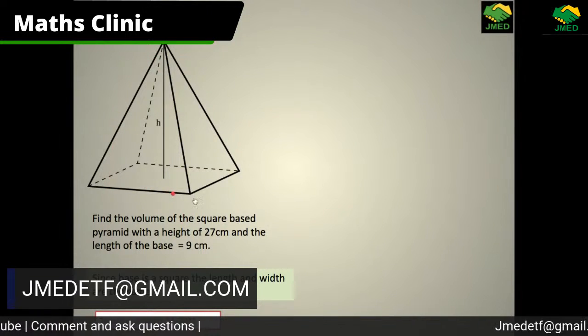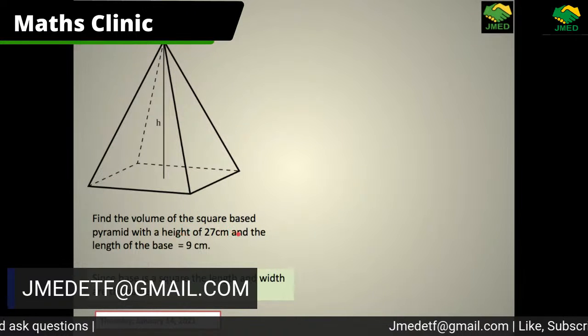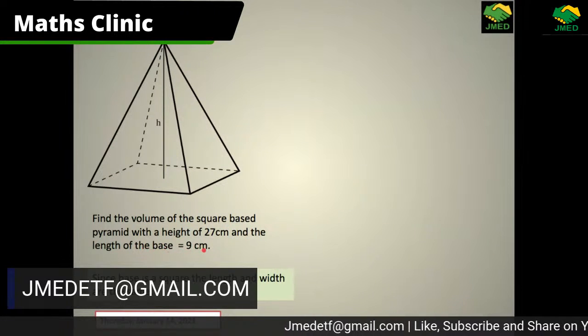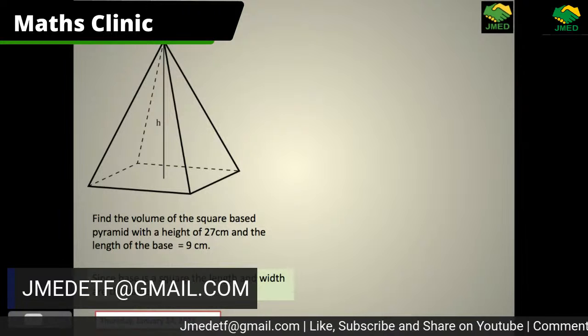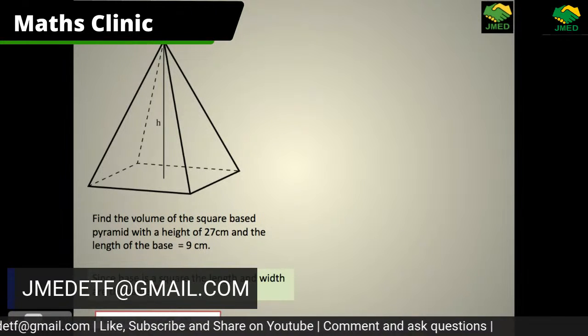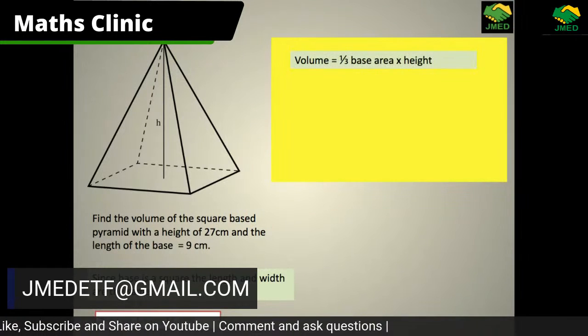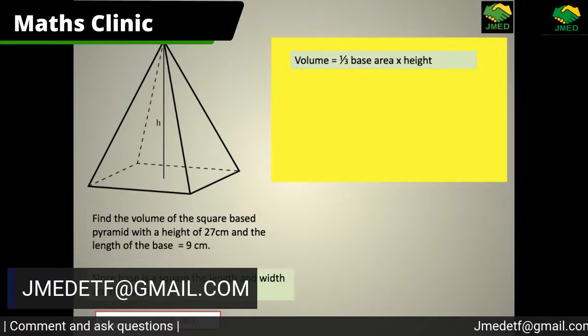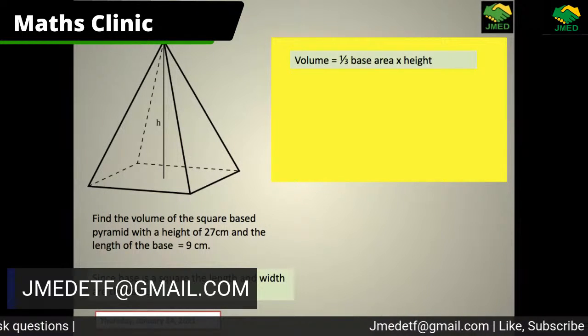So the volume of the square-based pyramid with a height of 27 cm and the length of base is 9 cm. Since the base is a square, the length and width are the same. That's just my thinking, you know. I tend to think about what's going to be useful here. So 1/3 base area times height, and that height has to be the perpendicular height. So from the center, from one point to the top.